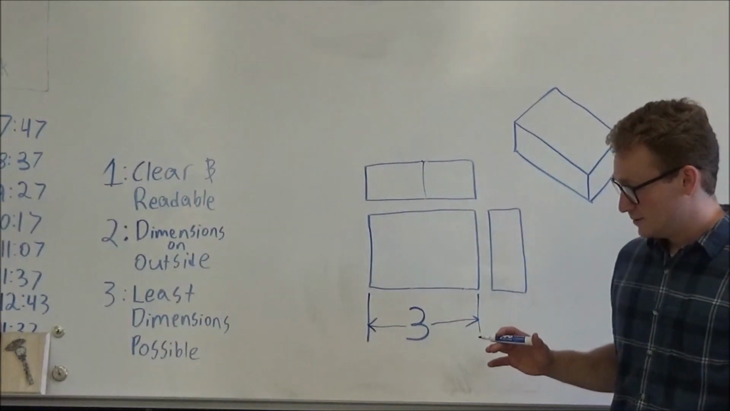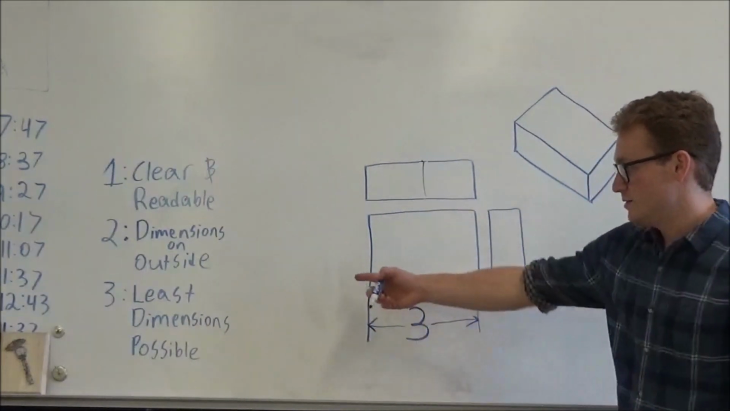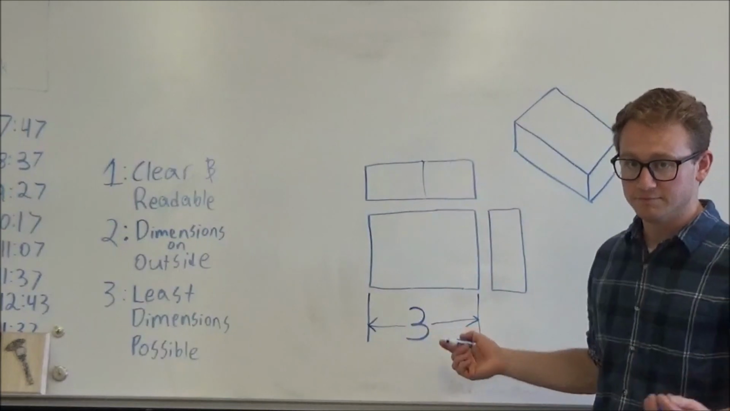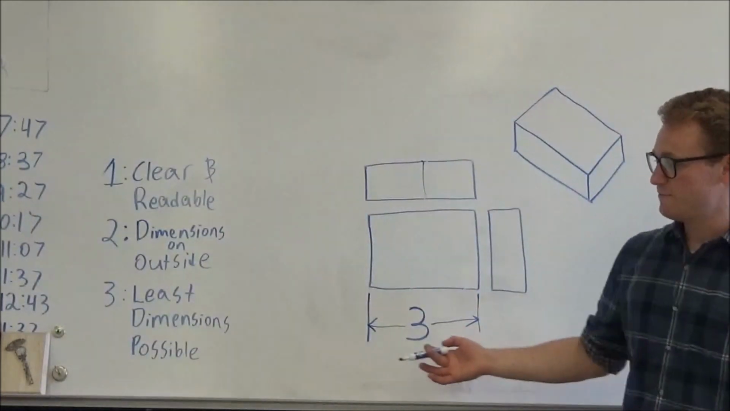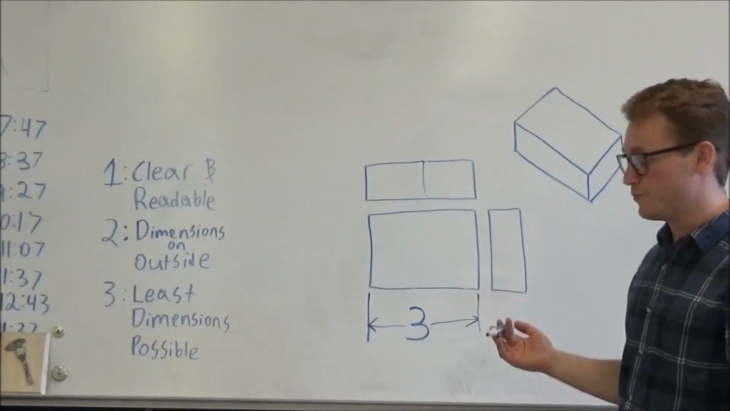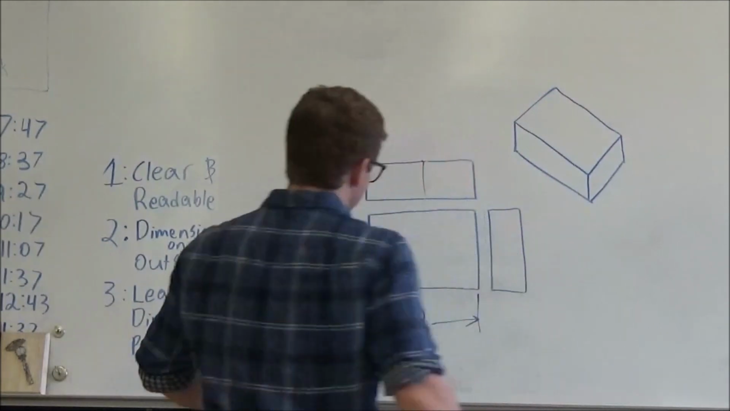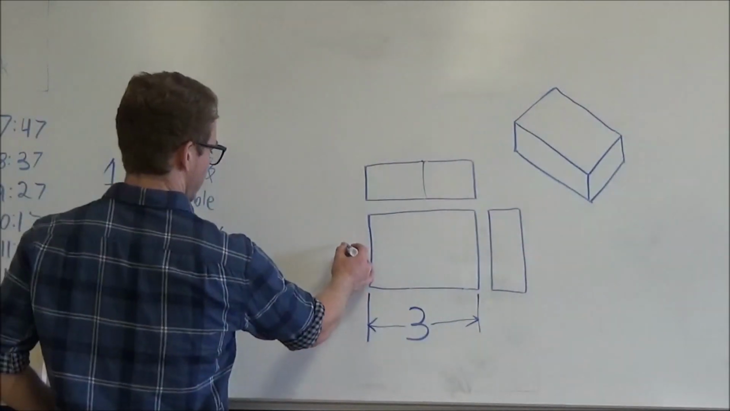Beautiful. So anyone's going to look at that and say, okay, the distance between here and here, the length of this guy, is 3. That's clear and readable. It's on the outside of our sketch. We're not done dimensioning, so we'll worry about rule 3 later. Now, let's talk about the height of this guy. We know the height is 2, so we're going to go 2 right here.